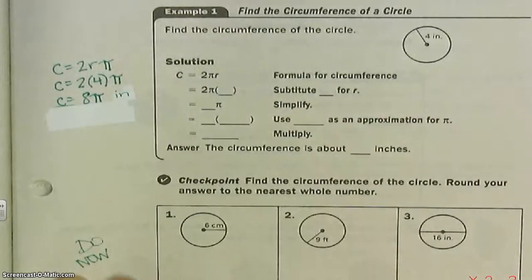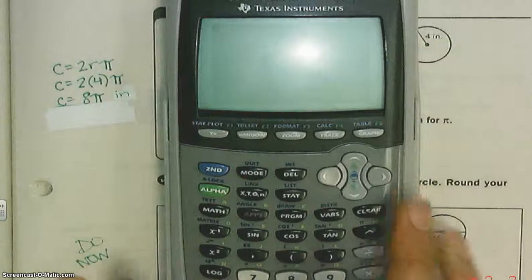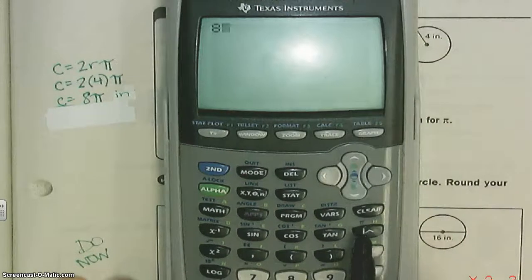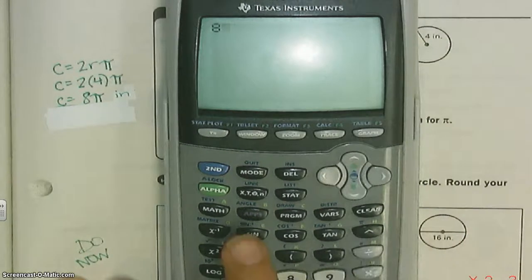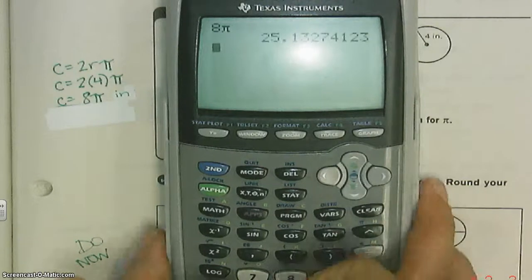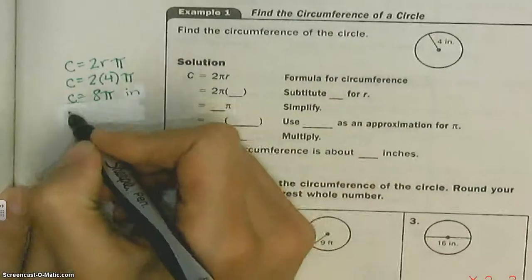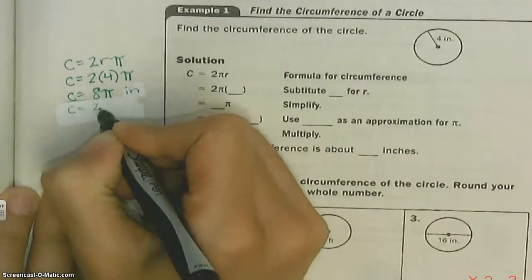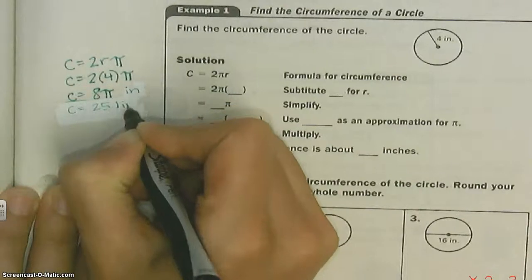But if you do have a calculator, I'll show you where the pi button is. 8, and then you see right there is the pi symbol. So you're going to press second pi. 8 pi is 25.1. So C equals 25.1 inches.